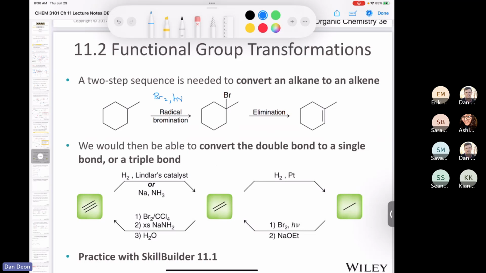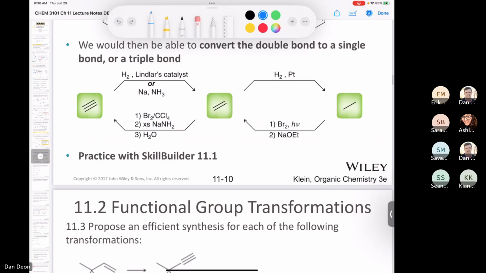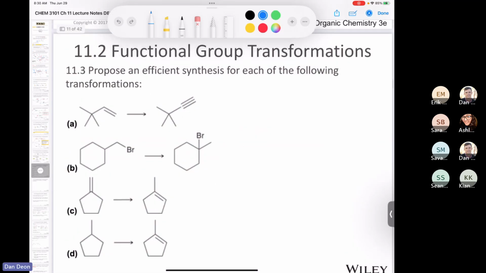And so if you remember, at the end of chapter 9, we actually had this scheme in the chapter, and it said you've learned everything except this transformation here, how to go from an alkane and then convert it to an alkene. And now we know how to do it by a bromination and then an elimination. So we know all of these different reactions here. So with all that in mind, let's see if we can come up with some syntheses for these 4 problems here. And it's just trying to make sense of all the reactions that we've covered.